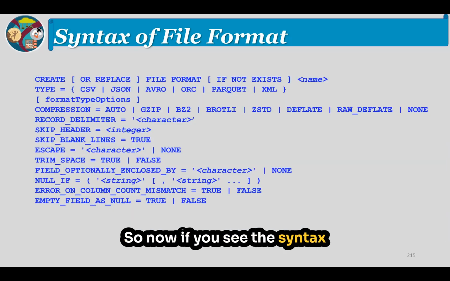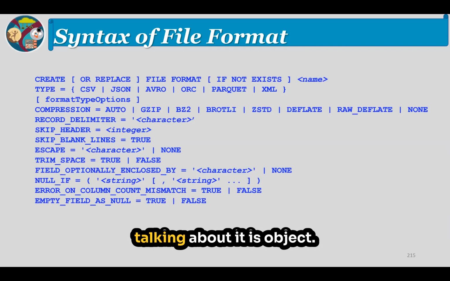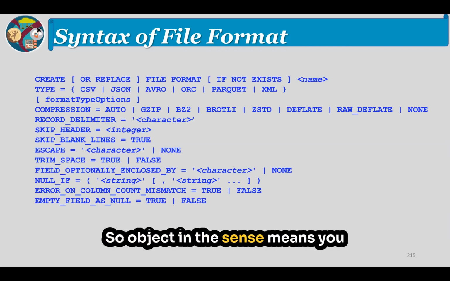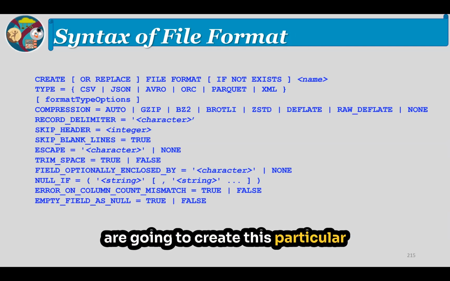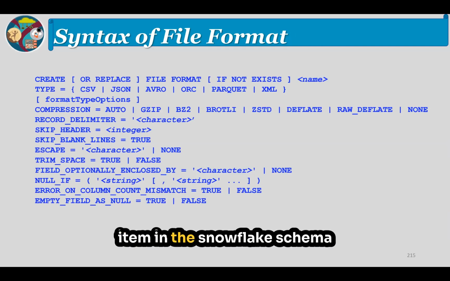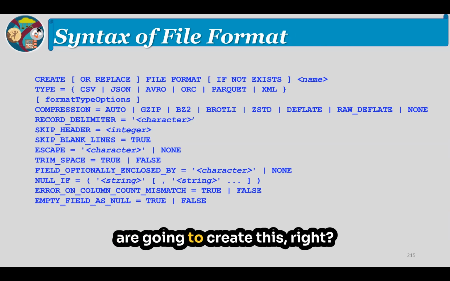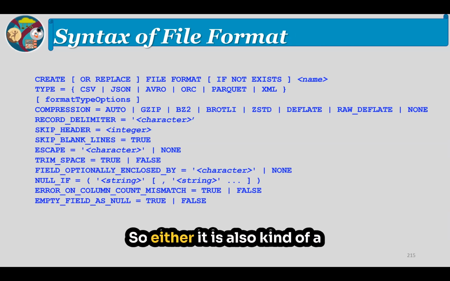So now if you see the syntax of the file format, we are talking about it as an object. Object means you are going to create this particular item in the Snowflake schema database, inside the schema. It is a similar syntax to the table.